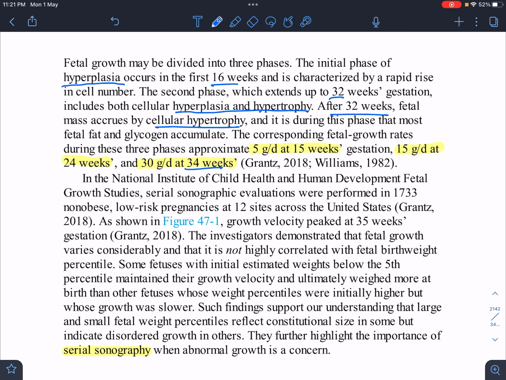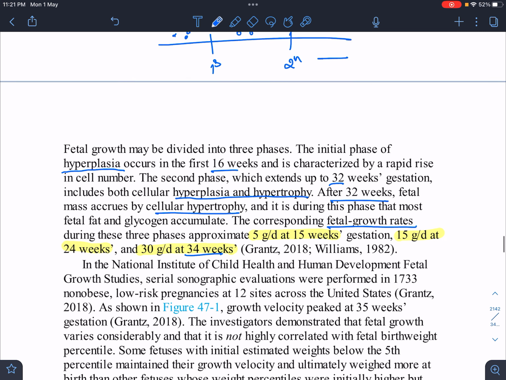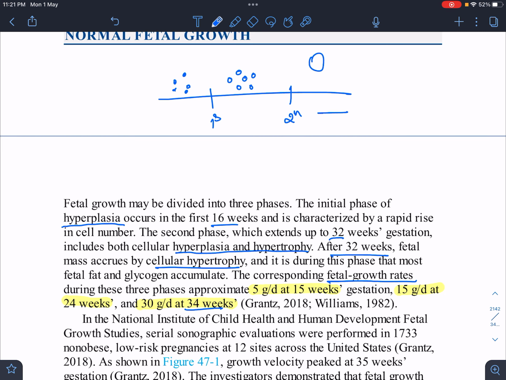The corresponding growth rate, this is something important. So like I said, I remember it: in the first trimester the baby grows by 5 gram per day, then after that it's around 15 gram per day, and then it's 30 gram per day.